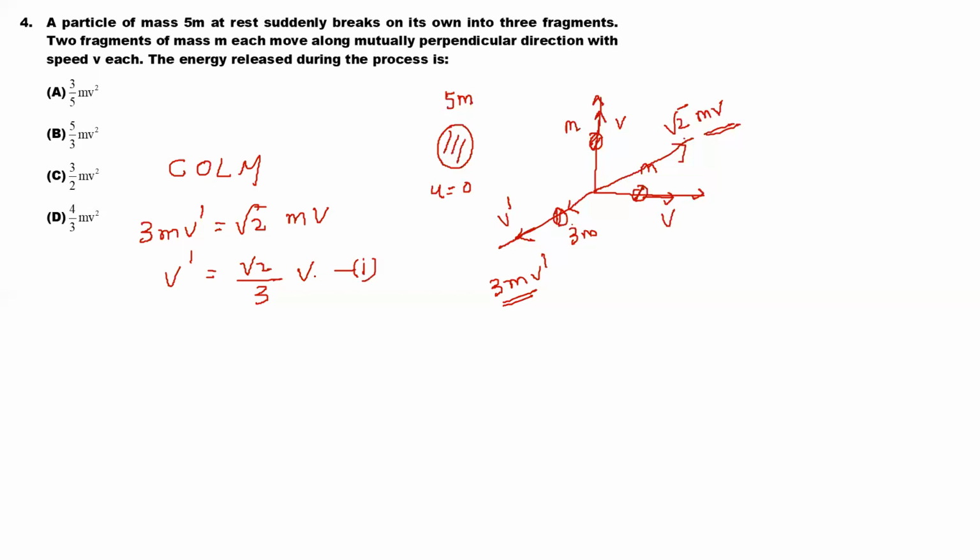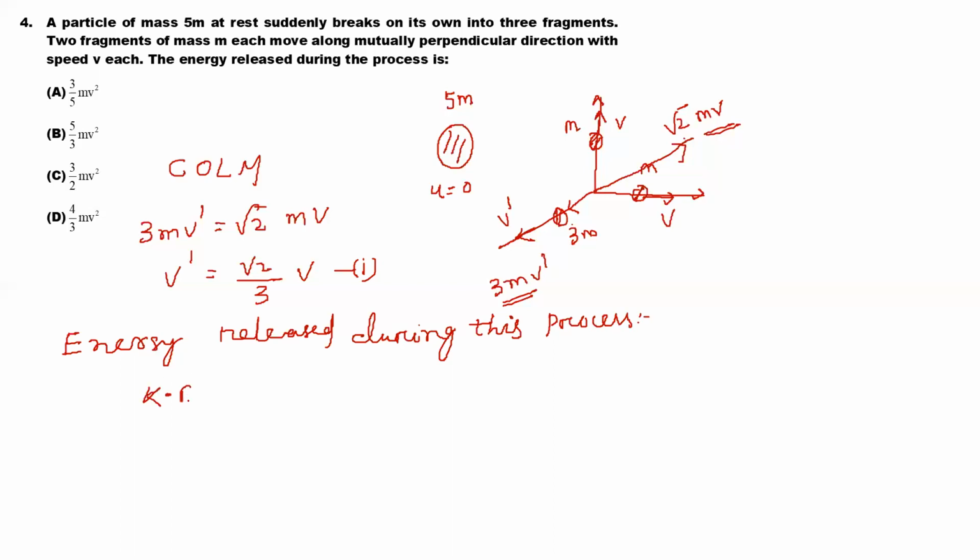Next, students, this question asks: what is the energy released during this process? Right, energy released during this process. The energy released during this process is the kinetic energy, equal to 2 into half mv squared plus half into 3m v dash squared. Okay.